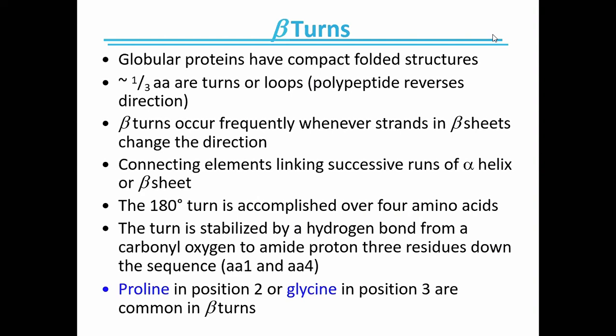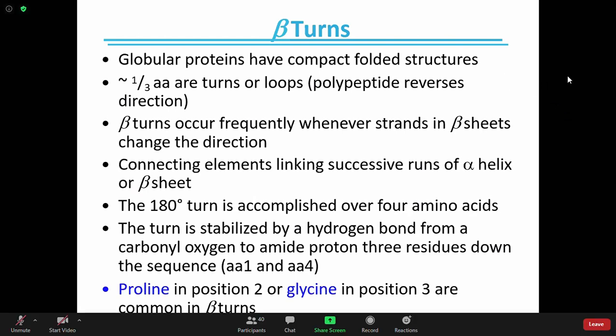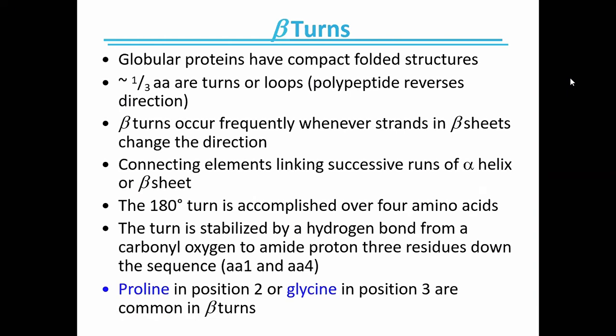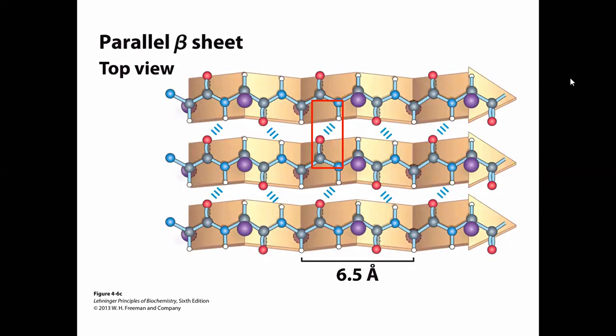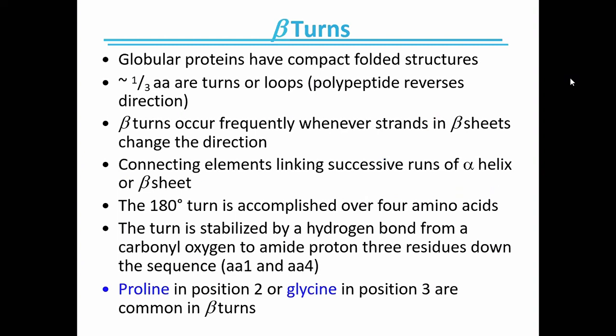Beta turns occur frequently whenever strands in a beta sheet change direction. When beta goes in one direction and then turns to create another beta, that turn is called a beta turn. Because you saw before, a beta sheet consists of different strands, and whenever they change direction to create another beta strand, they are connected through a turn. So we call this turn a beta turn.